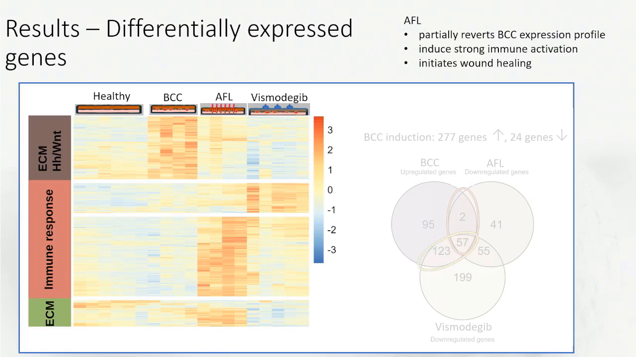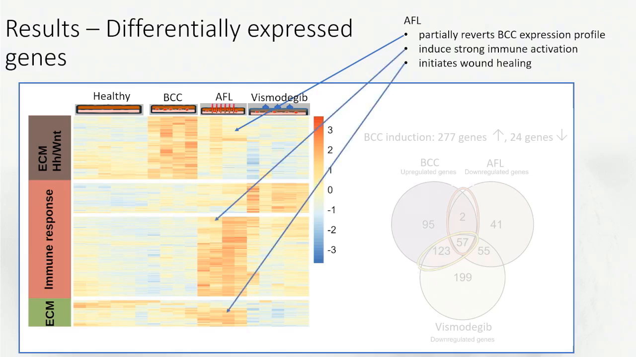One way to read this figure: you can see to the upper left, moving from healthy samples to BCC samples, a strong increase in genes related to the hedgehog pathway, not surprisingly, as it's important for BCCs. What you can also see is that ablative fractional laser actually partially reverts this BCC expression profile. It also induces a strong immune activation, and it induces a wound healing response.